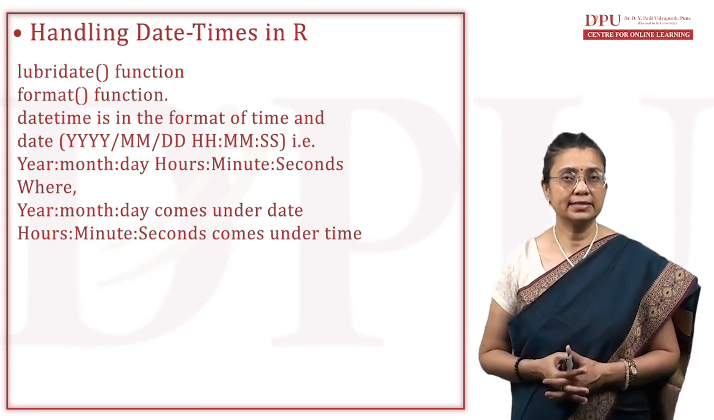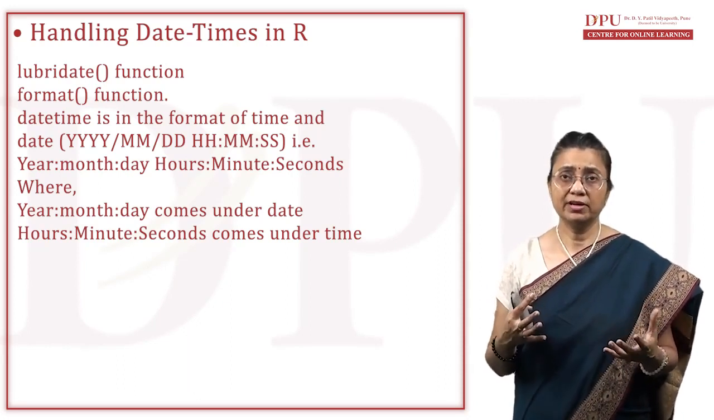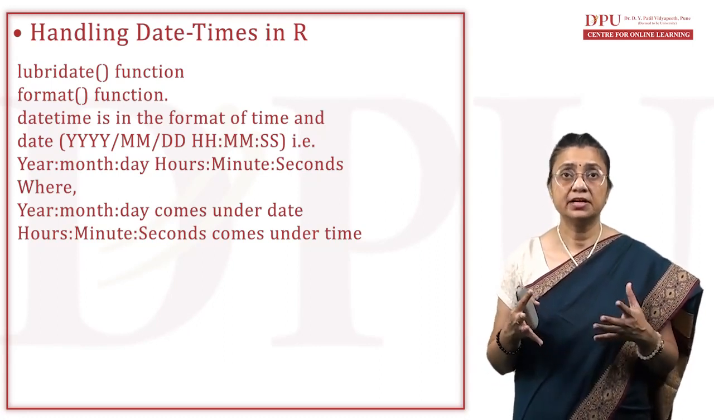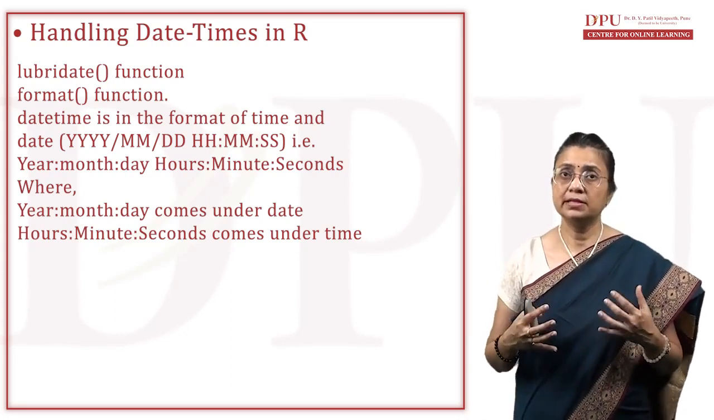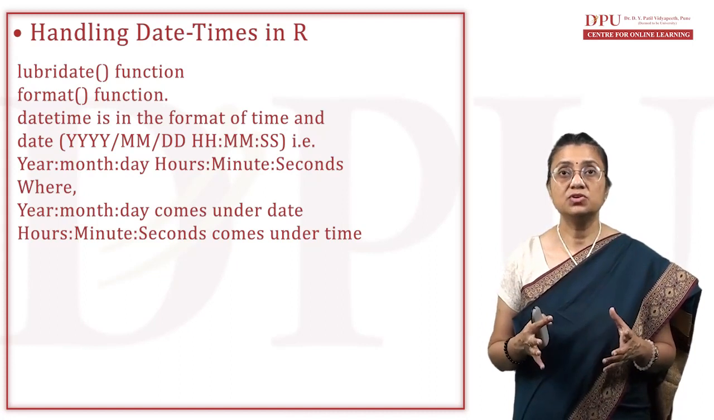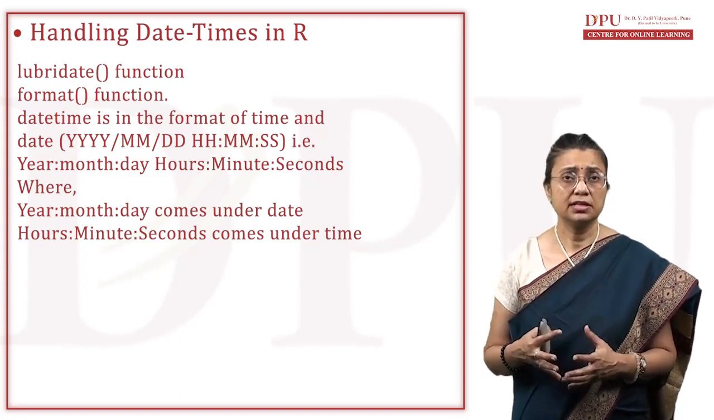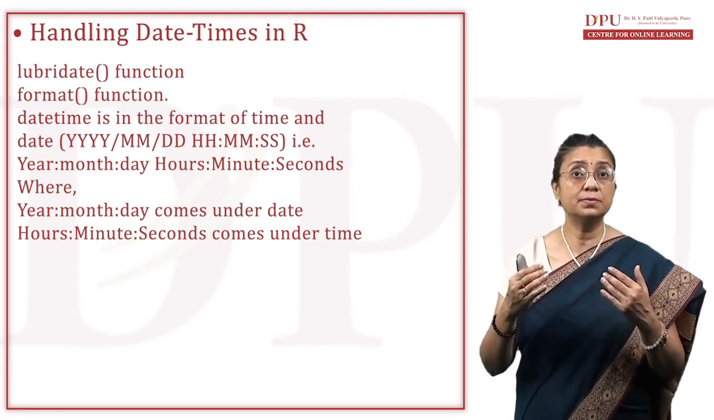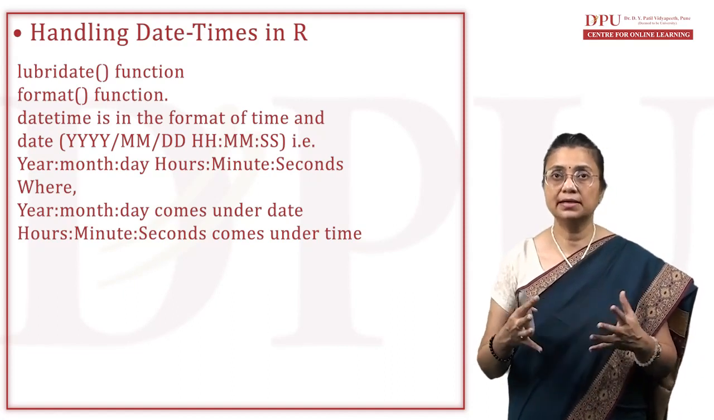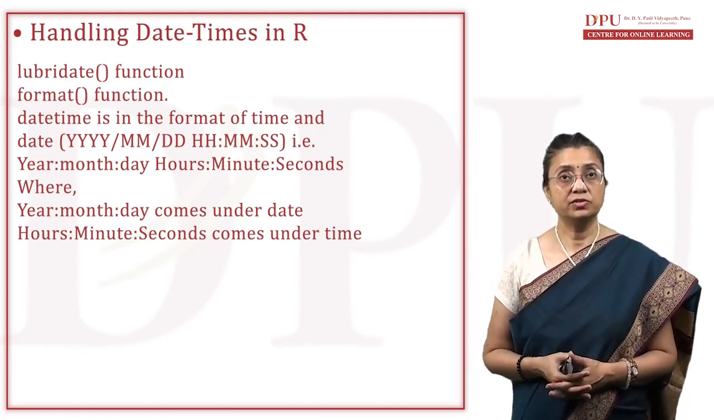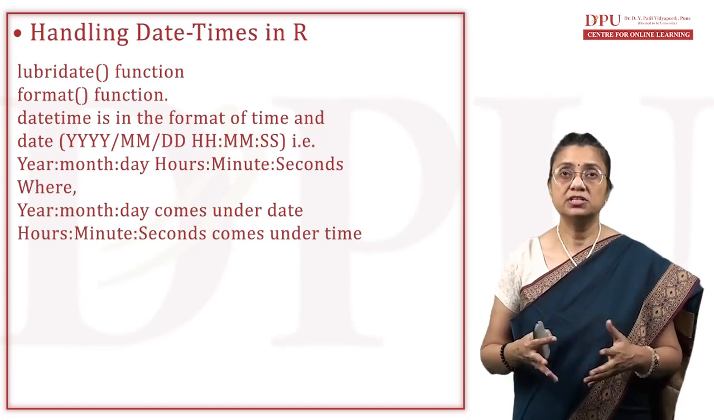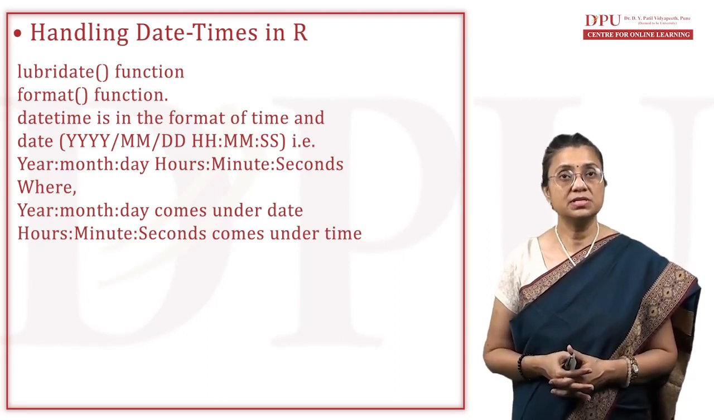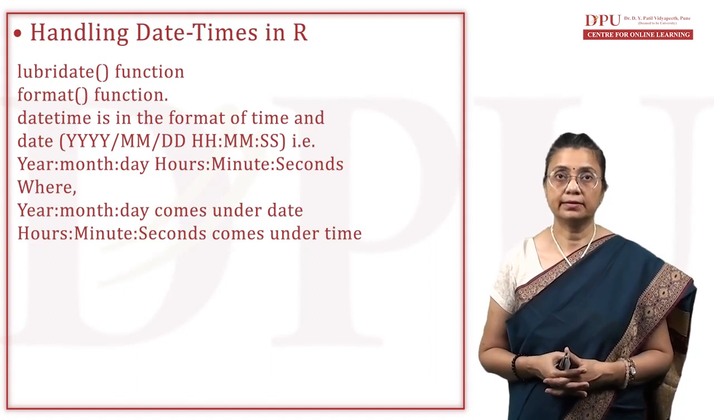So what is handling date times? Basically, when we are performing some operation on data, we need to incorporate some kind of date and time into our reports, or maybe in our output. In that case, we need to understand date time functions, which functions can do some kind of formatting on date and time data, and how R can interpret the date and time data and finally print that in the form of a date. So we have very powerful functions. One is the lubridate function and the other one is the format function. These are two functions which are basically used to handle date times in R.